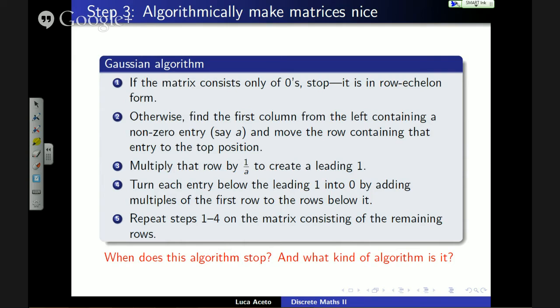Now, make no mistake, this is a recursive algorithm. Why? Because you're applying steps 1 to 4 recursively on smaller and smaller matrices. And when is it that you stop? You stop when either you're facing a matrix which only has zeros, or there are no more rows to consider. So you either stop at step 1 or you stop at step 5, when the matrix consisting of the remaining rows is empty, there are no more rows.